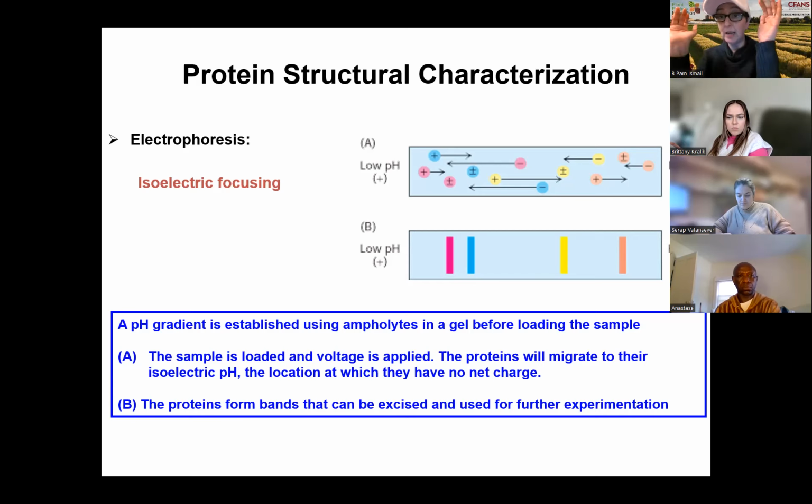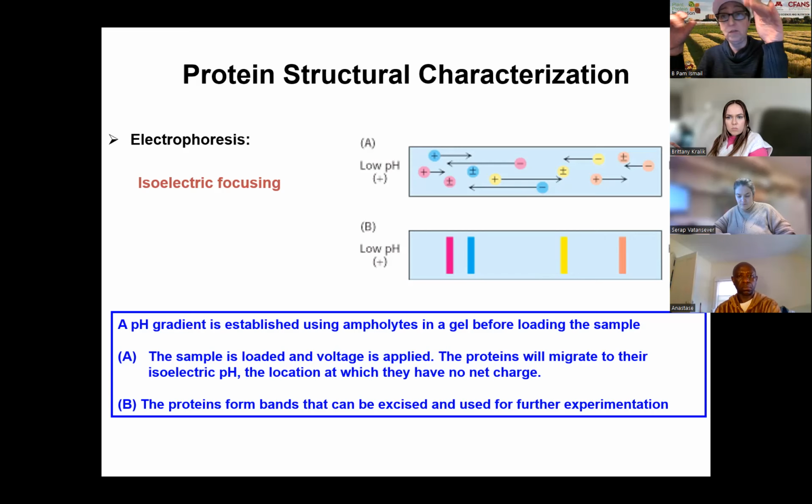So before staining, you take that strip that you've already run on isoelectric focusing, you put it in your SDS or urea denaturing agent to denature those proteins.